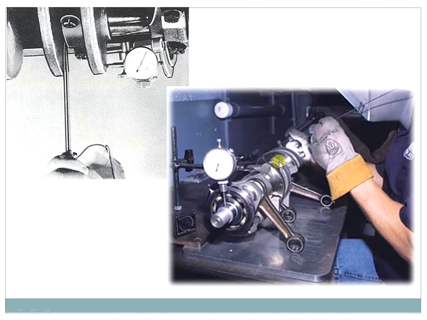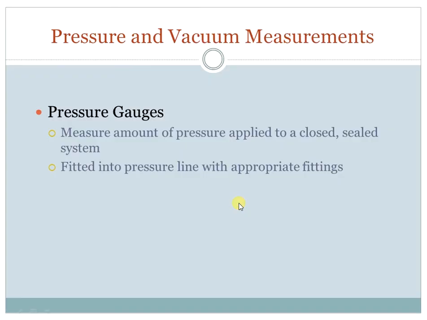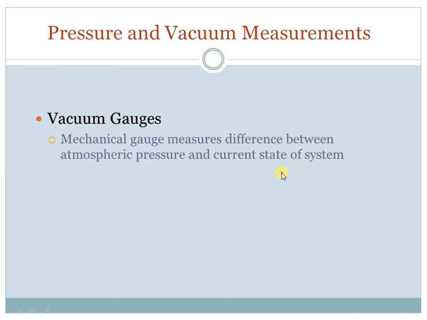For a dial indicator application, if a machinist has to set the alignment, maybe runout, radial or total, a machinist can just check it. Then we have a pressure and vacuum gauge. So pressure and vacuum gauges can be used. A pressure gauge measures the amount of pressure applied to a closed or sealed system, and it is fitted in the pressure line with the appropriate fittings.